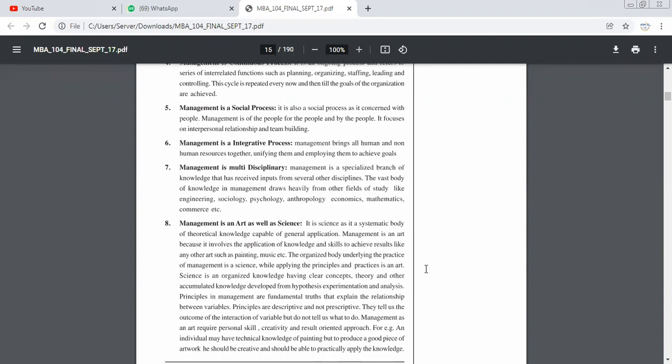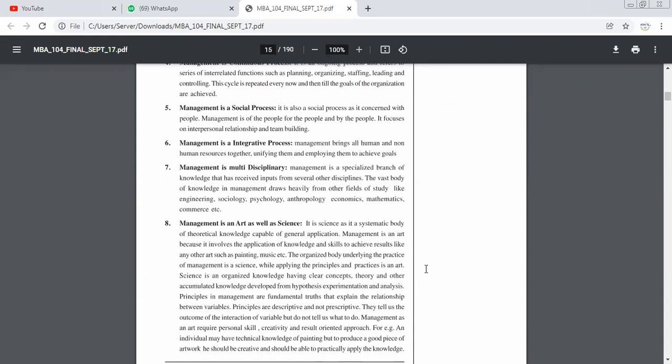Okay, now management is multidisciplinary. Management is a specialized branch of knowledge that has received input from several other disciplines. The vast body of knowledge in management draws heavily from other fields of study like engineering, sociology, psychology, economics, mathematics, commerce, etc. See, in every discipline, in every specialized area, management is an important factor.